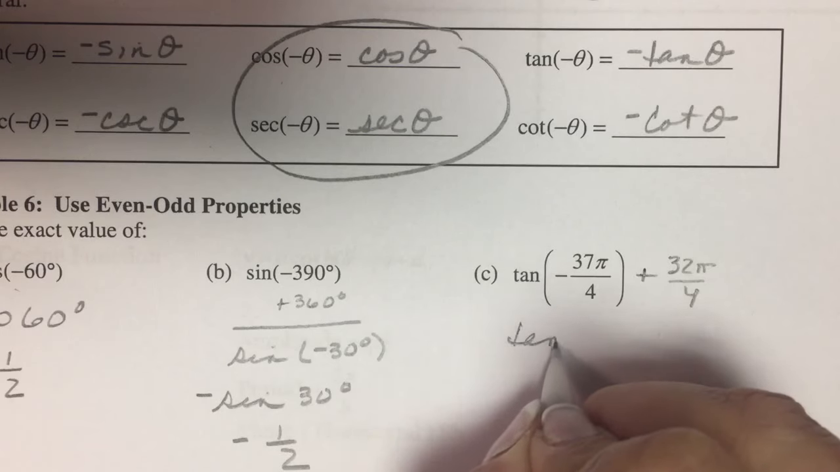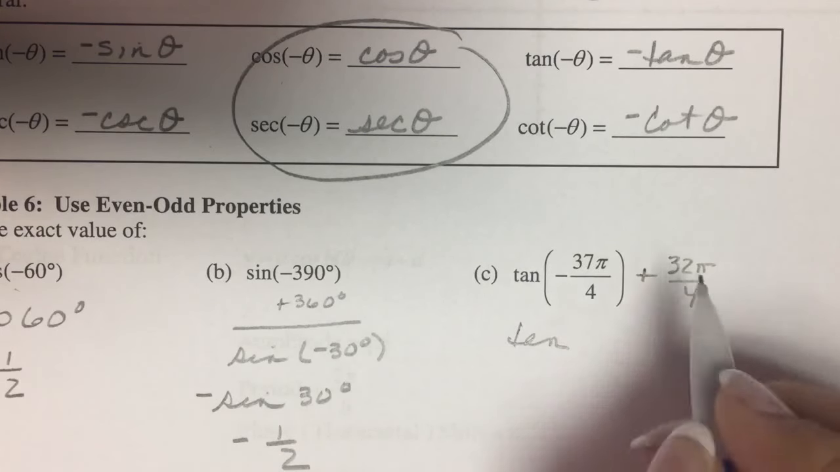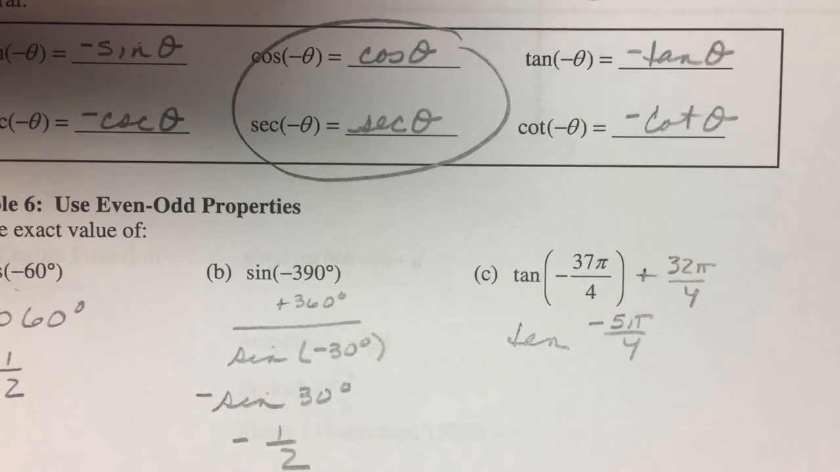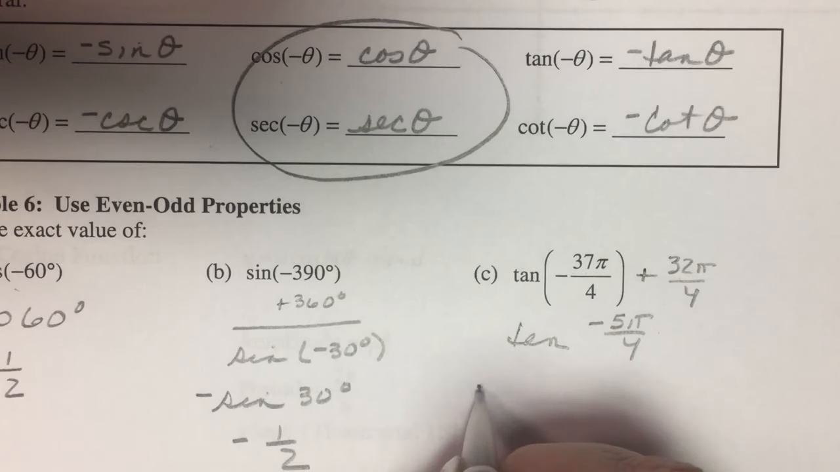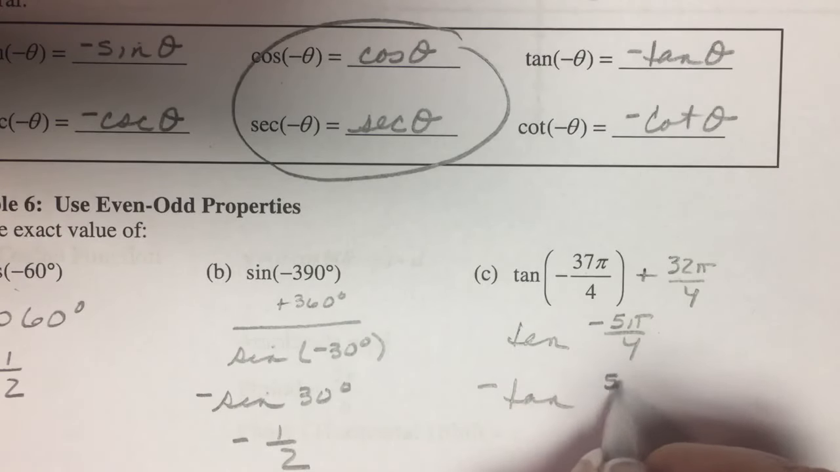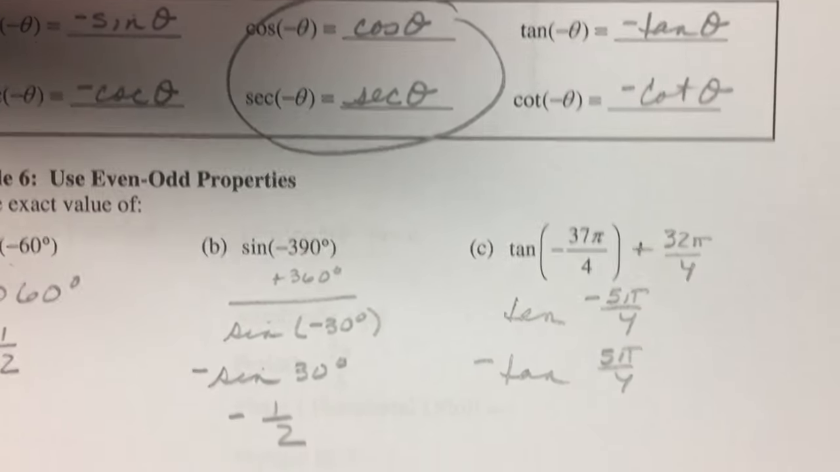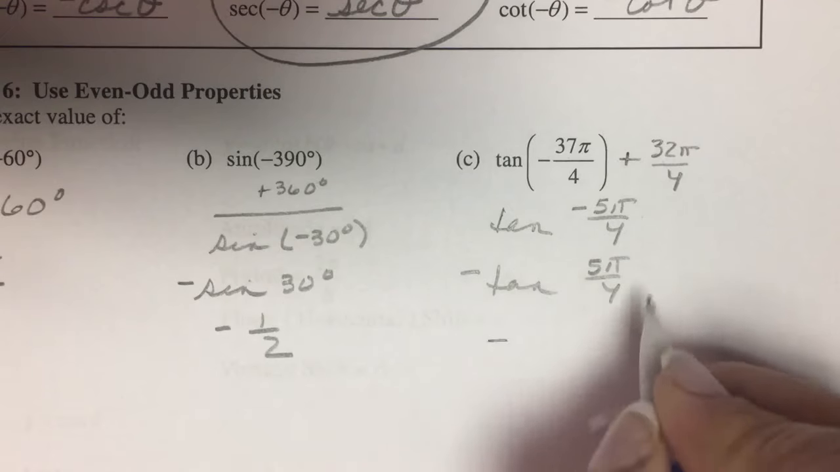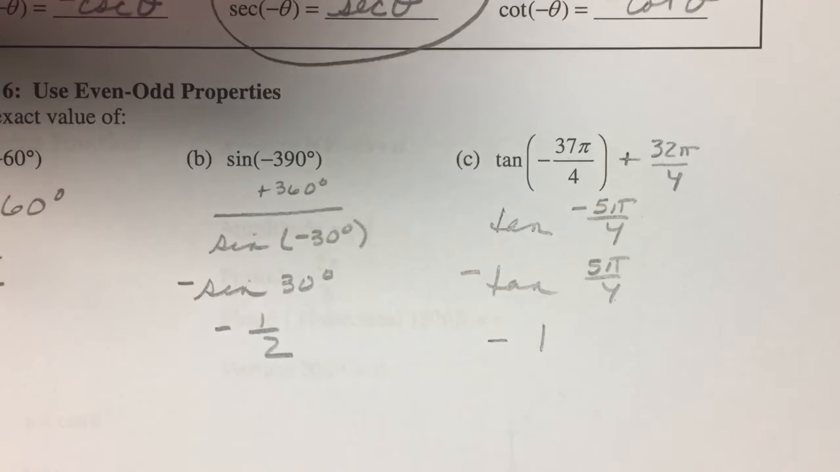So if I do that, if I add these, I'm going to get the tangent of negative 5 pi over 4, which puts me on my unit circle, which is the negative tangent of 5 pi over 4, because it's odd, which is negative, and the tangent of 5 pi over 4 is going to be 1. So it's negative 1. And there's the end of the notes for 6.3.